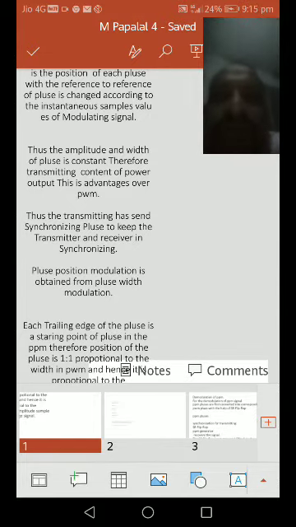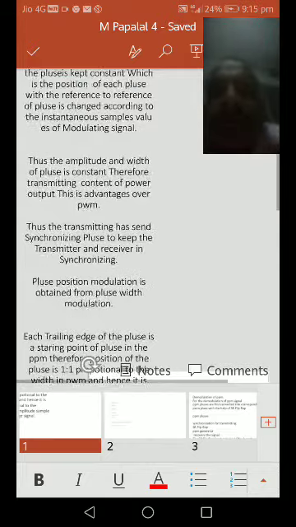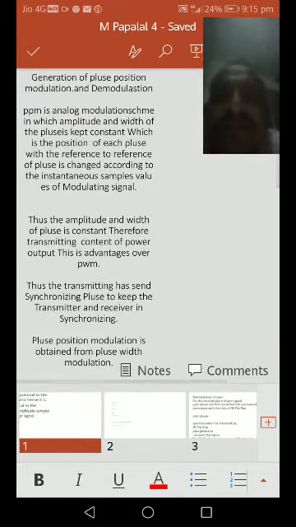Pulse position modulation. The topics are the definition of pulse position modulation, generation of pulse position modulation, and demodulation.